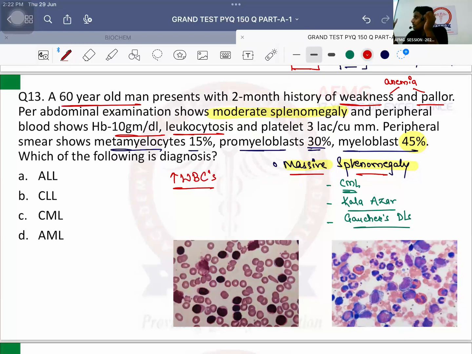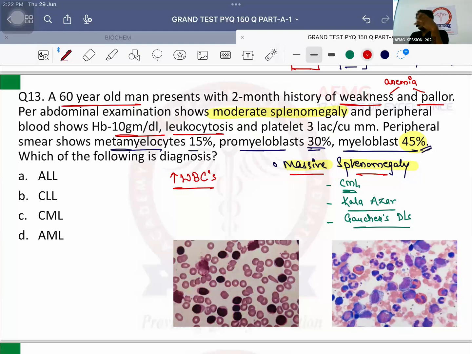So chronic में भी होता ही है, but chronic में at least it has some time for maturation. So there more number of mature cells are seen in the peripheral circulation. But in acute leukemia, there is no enough time for maturation. Therefore, more number of immature cells, blast cells are seen in the circulation. So that's the reason more than 20% acute leukemia, less than 20% blast cells, chronic leukemia. Important is here definitely, please remember myeloblasts are 45% usually.